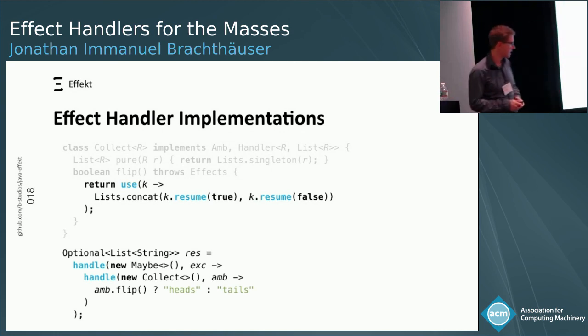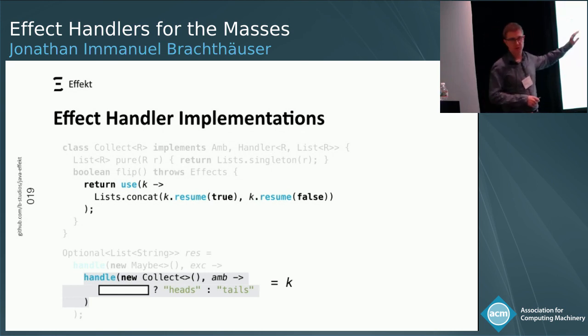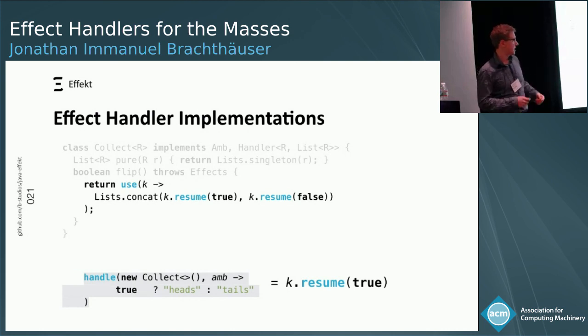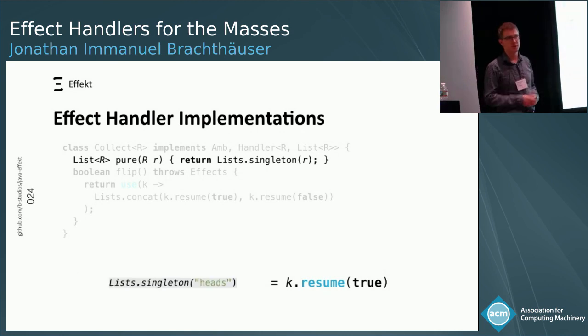So for this particular example here, the delimited continuation corresponds to this marked region here. In particular, it does not extend over the other handler, only until the next handler corresponding to this ambiguity effect. And now calling the continuation is just substituting true here, doing some reduction, and in the end also evaluating our pure method to get a singleton list with just the entry heads. We would get the same thing for false, but just with the entry tails, and then concatenate it to the list heads and tails, which is all possible results for this simple example.